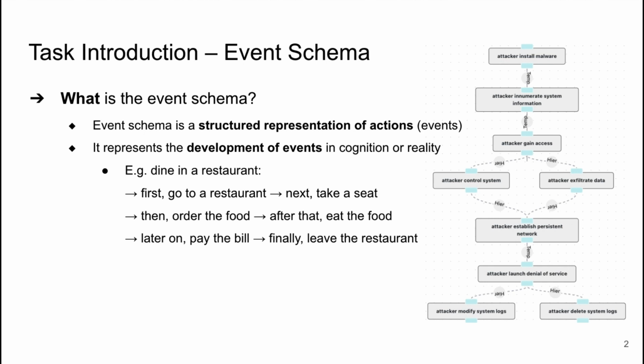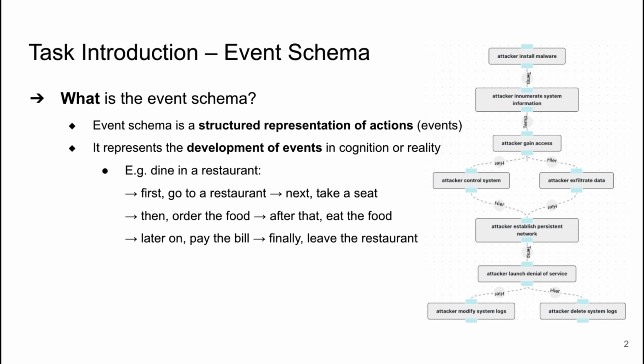So, what is a schema? Simply, you can view it as the development of events in a scenario. For example, if I want to dine in a restaurant, first I need to go to the restaurant, take a seat, then I order food and eat the food. Later on, I pay the bill, and finally, I leave the restaurant. This is a straightforward schema, but schemas can be more complicated than a single sequence.